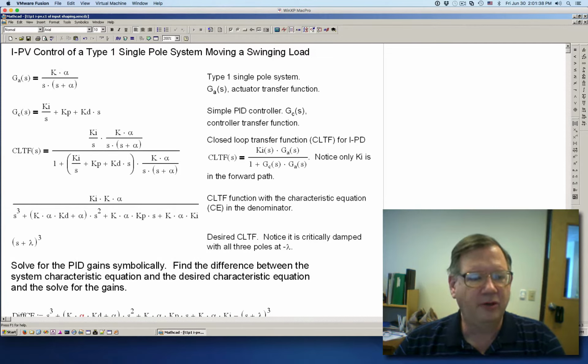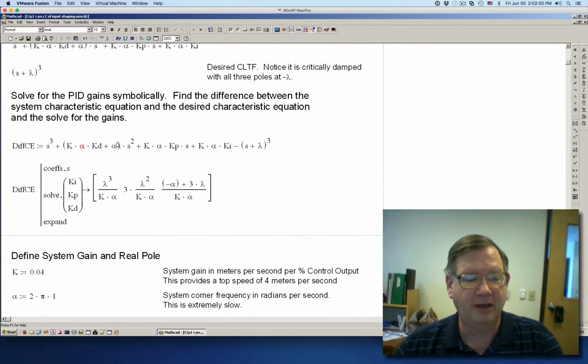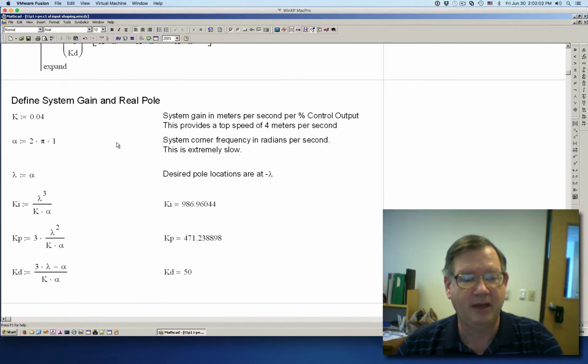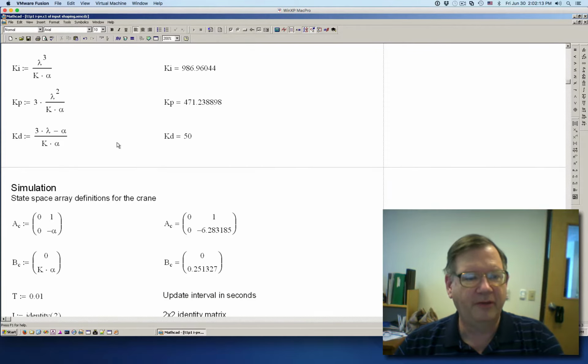To begin with, this is the crane. I'm going to just assume that it's got a gain and a frequency, which is the inverse of a time constant. And then I'm integrating the velocity to position. I've got a PID controller, and I'm going to calculate the gain symbolically. I'm going to go through this quickly because I have another video that shows how I do this for a simple gain and an inertia load. So I've got the calculations for the crane.